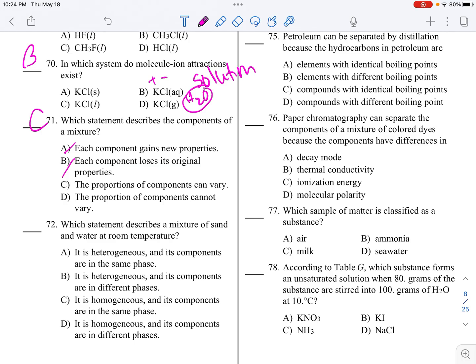Which statement describes a mixture of sand and water at room temperature? So in sand and water, when you mix them up, you can still see their differences. So it's heterogeneous and the components are in the same phase? Well, no, solids for sand and water is liquid, so it's got to be B for 72.